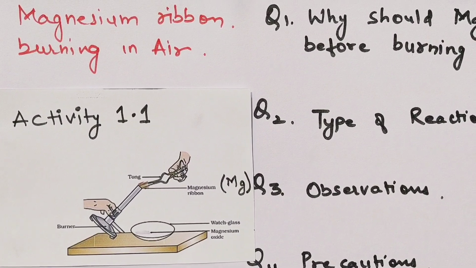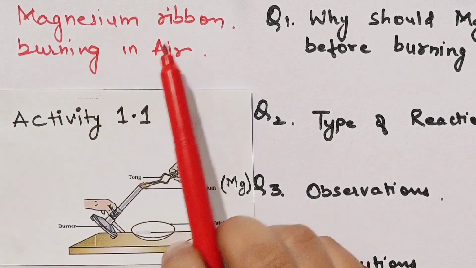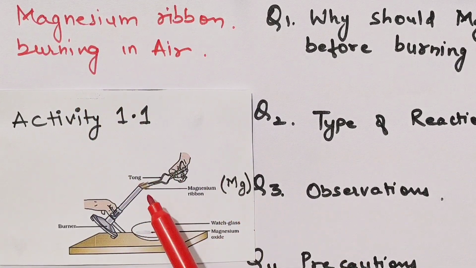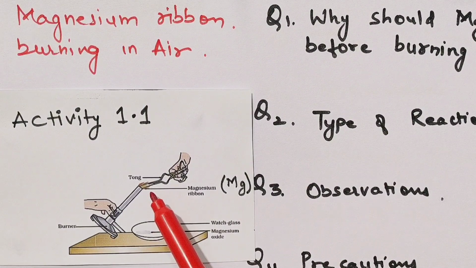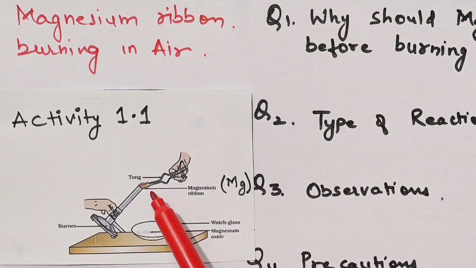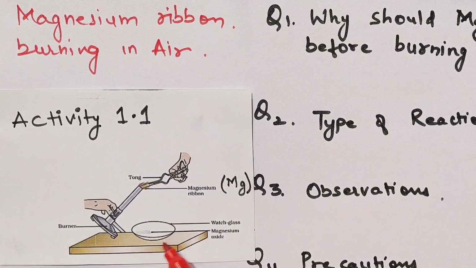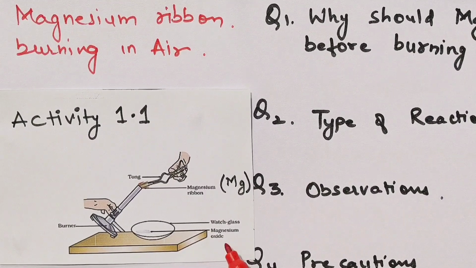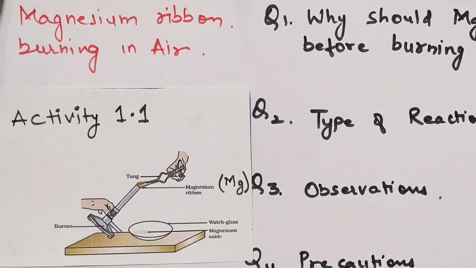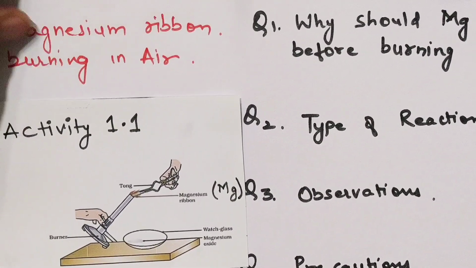So the first activity is magnesium burning in the air. So you have magnesium ribbon. It's being introduced into the flame, right? And there's a product that is collected in the watch glass here. The product is white in color. The name of the product may or may not be given to you. Okay, so let's discuss the questions based on them.